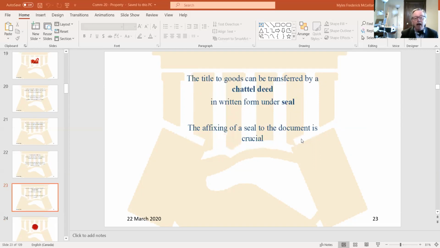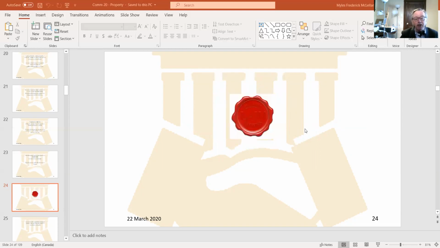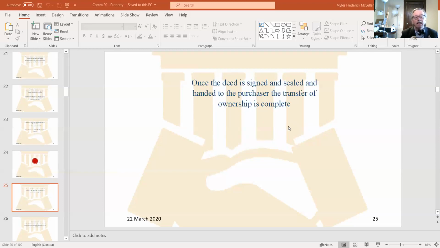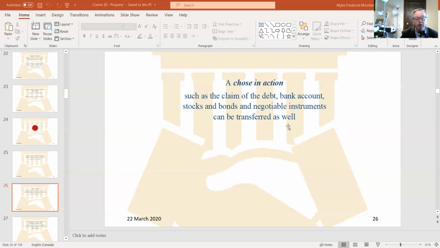Title to goods can be transferred by what's called a deed. Again, that's a tangible piece of movable property, in writing under a seal. Right? The affixing of the seal is crucial, and everybody knows why that is. That represents, in fact, the consideration in the transfer, and is there in the event that there isn't any other thing of value apart from the seal itself. Once a deed is signed and sealed and handed to the purchaser, the transfer of the ownership is complete, right? So that's important to keep in mind for personal property, right?